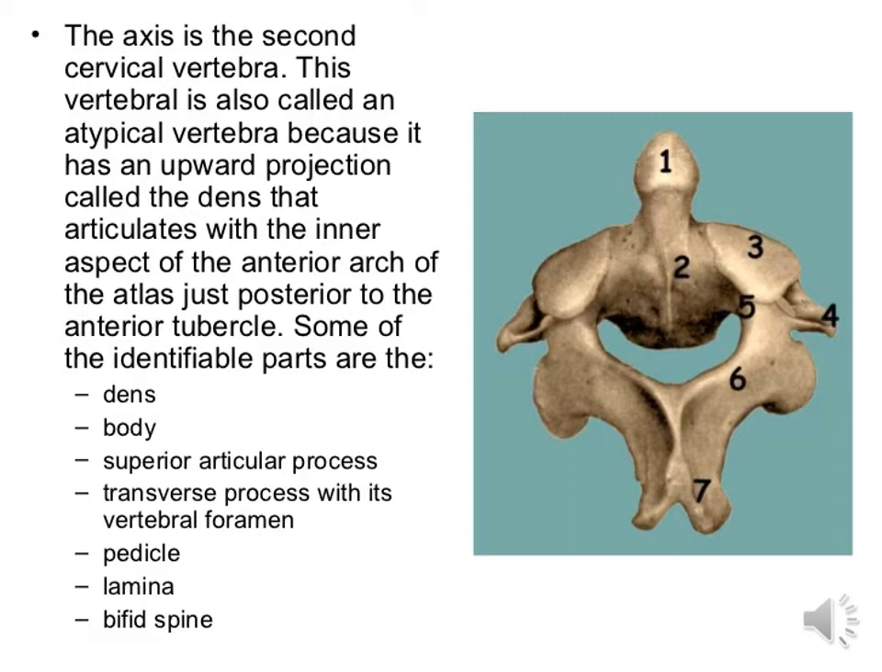Number 1 is the dens process. Number 2 is the body of the second cervical vertebra. Number 3 is the superior articular process, and below it, the inferior articular process. Number 4, that is the transverse process with its vertebral foramen. Number 6 is the pedicle. Number 7 is the lamina, and there is a bifid spine. This is the structure of the axis, the second cervical vertebra.